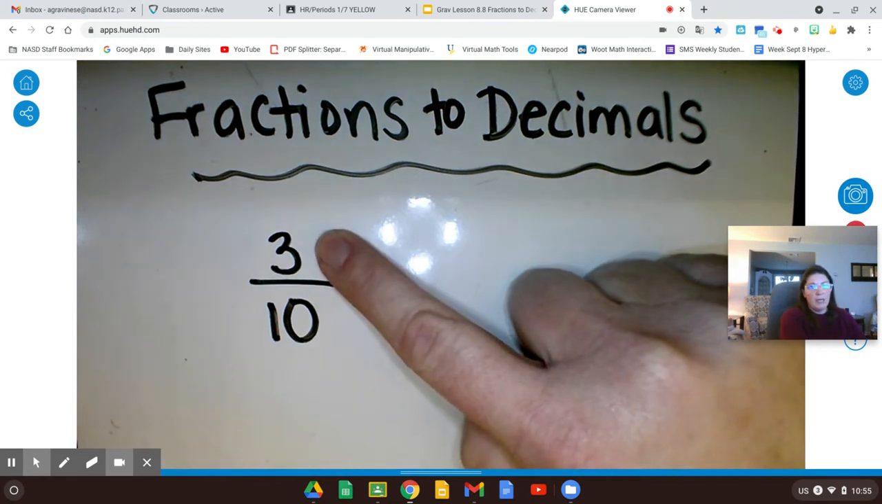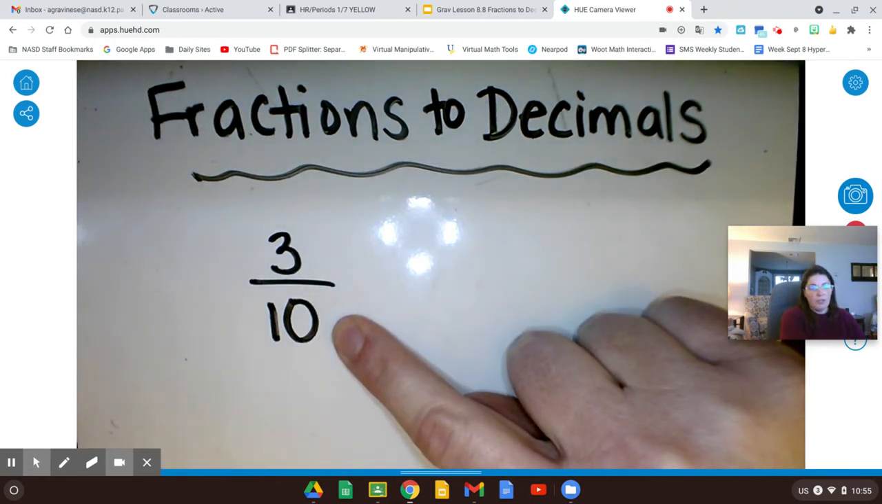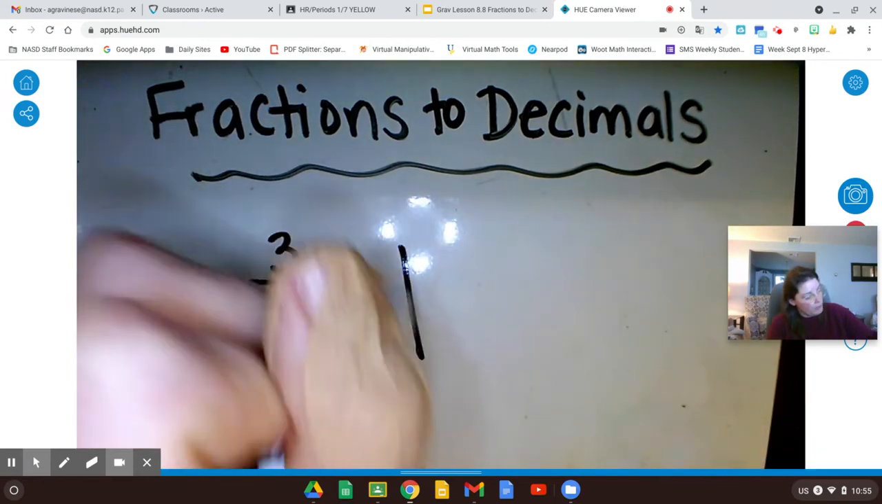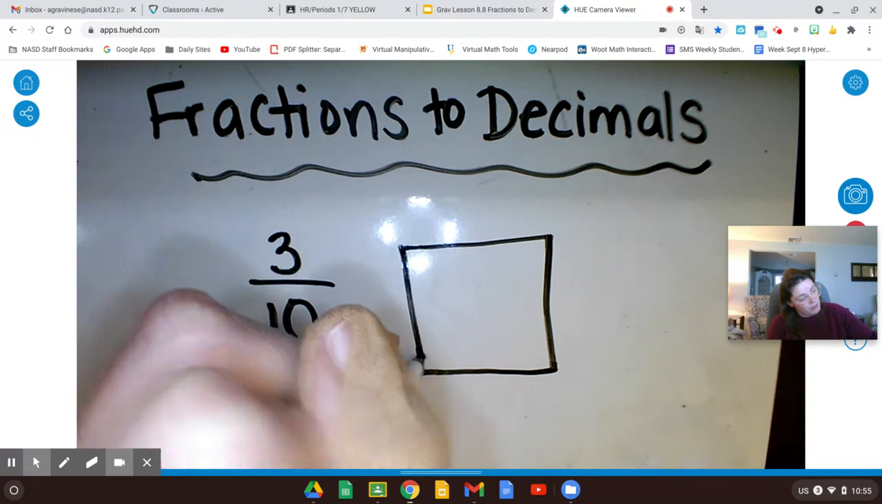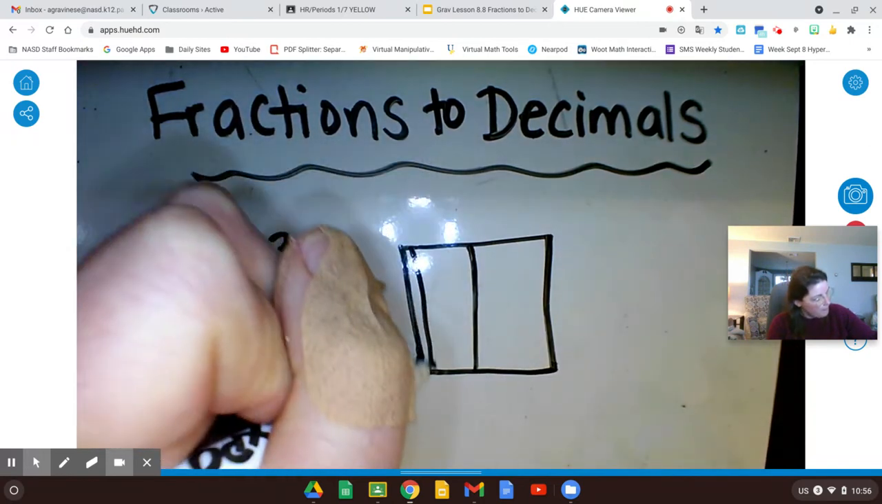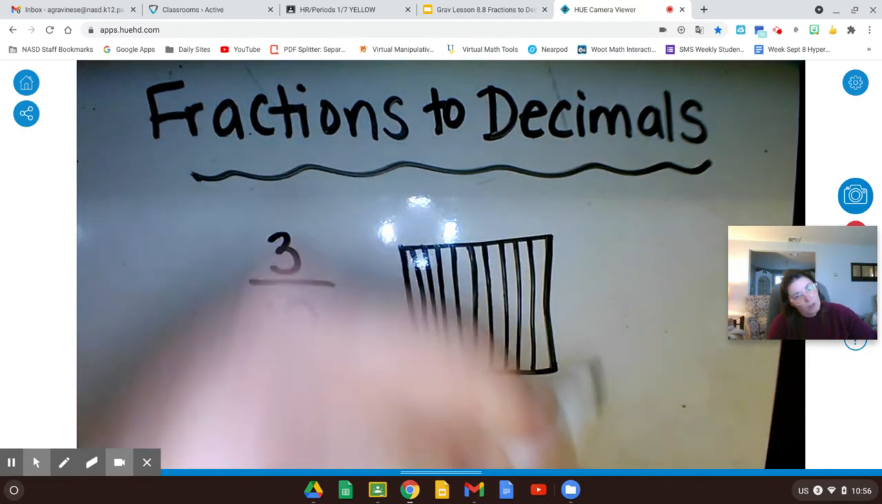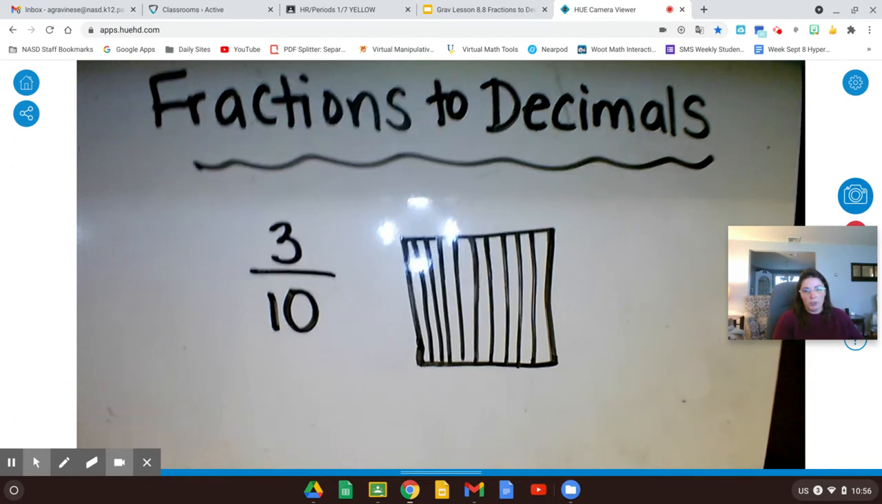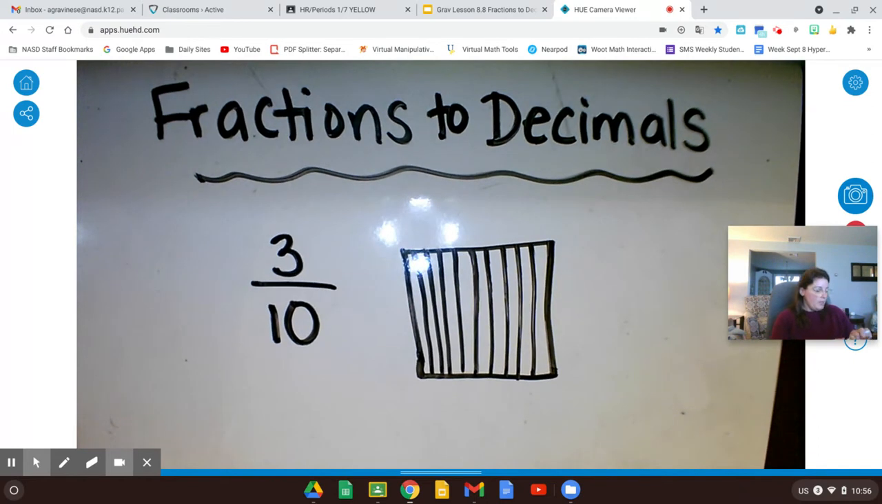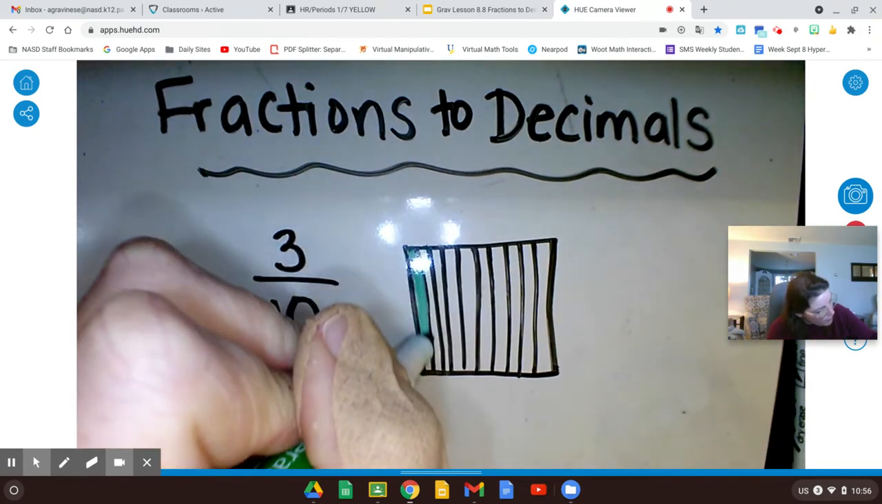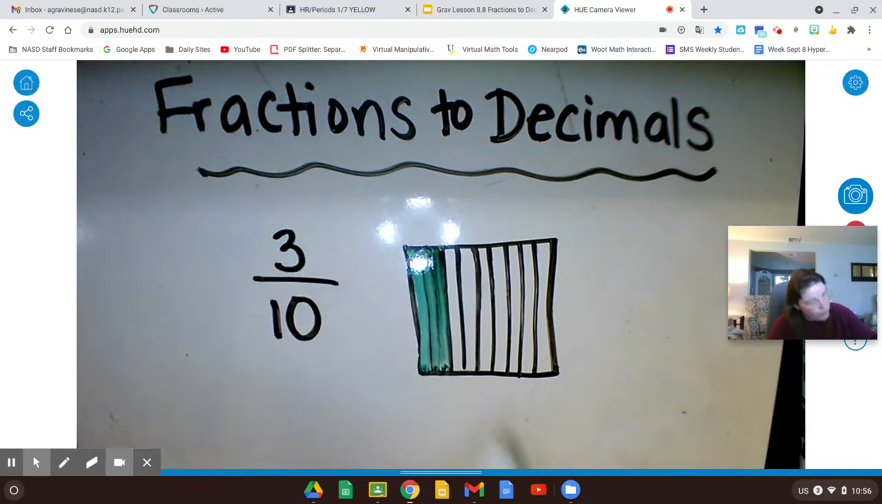So think of 3/10. It means 3 out of 10. You can think of a model for 3/10, okay? And we can think of a grid for 3/10. So one of the models that I think of for 3/10 would be a model like this. Now, of course, this is not measured. It's not equal. It's just a rough drawing. So I have 10 equal bars, and I want to shade in 3 of those. 1, 2, 3. So that is showing me 3/10.